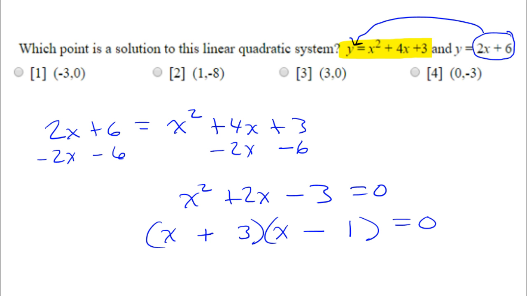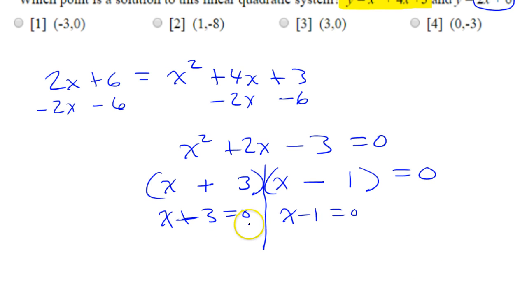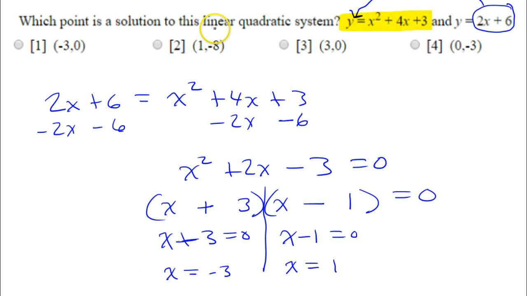To get the solutions to this equation, I need to set these factors equal to 0. If I subtract 3 from both sides, I get x equals negative 3. If I add 1 to both sides, I get x equals 1. Now, this is not the final answer. These are just the x values. When you have a system of two equations, you have x's and y's. So we have the x values, but we still need the y values.